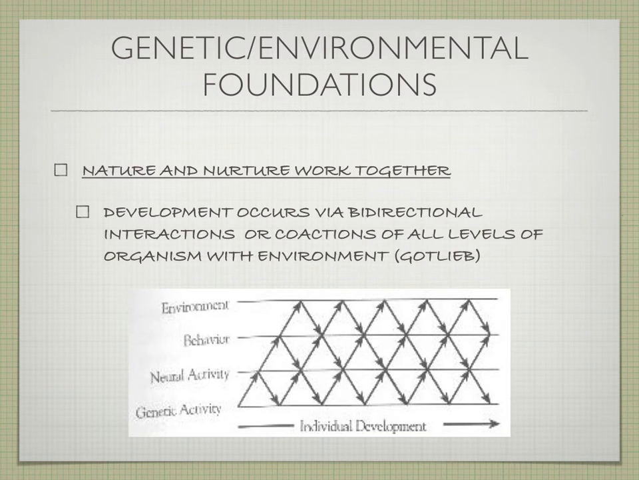And here's a really good image that I like, and this is from work from Gottlieb, and it shows individual development across the bottom. And you see these arrows kind of going to each level between environment, behavior, neural activity, genetic activity, and we see these interactions at every level of the organism. These interactions are co-actions with every level. So again, you're seeing this kind of web of development where nature and nurture are really working together to create these genetic expressions, to create the organism, to create behavior, that it really is this combination of both nature and nurture.